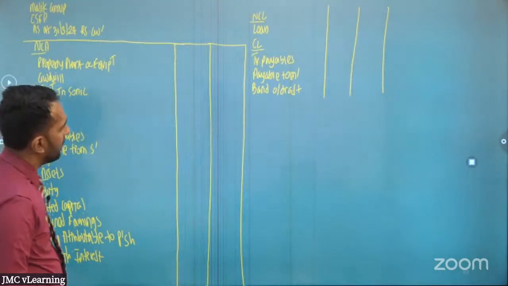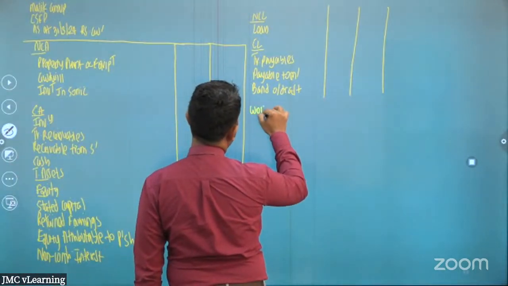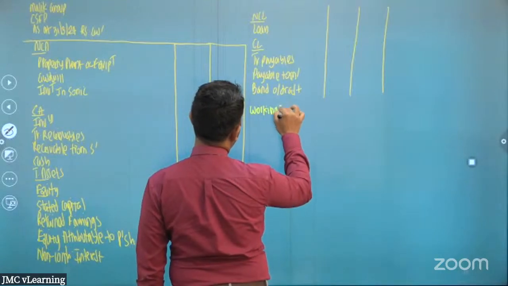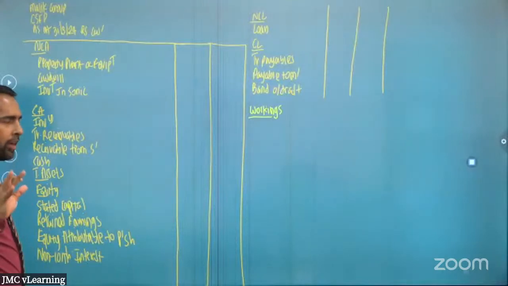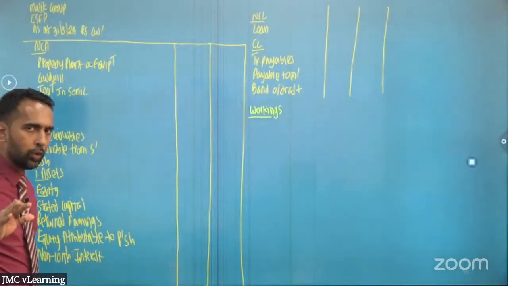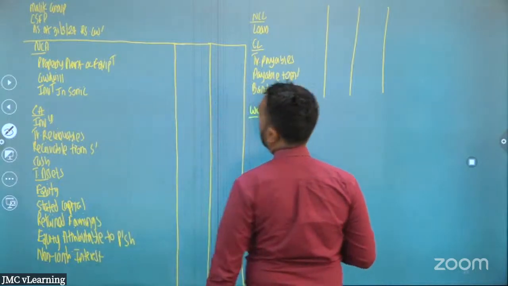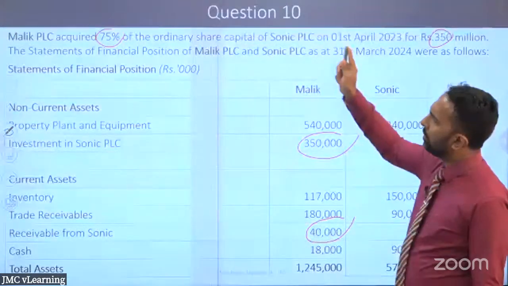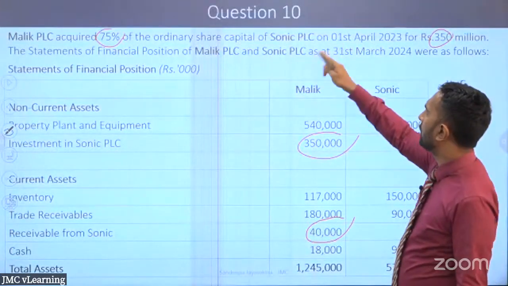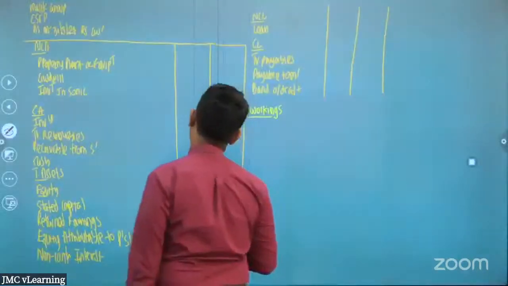Right. So let us start with the workings. No need to write the double entries in the exam, but for your convenience only, I'll be giving the double entries. We'll start doing the question. First one: they say Malik PLC acquired 75% by paying 350 million. That is where we start the question.